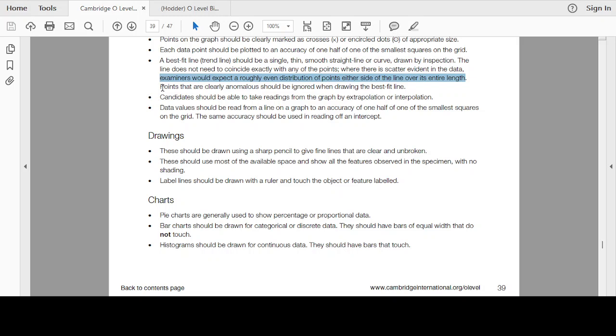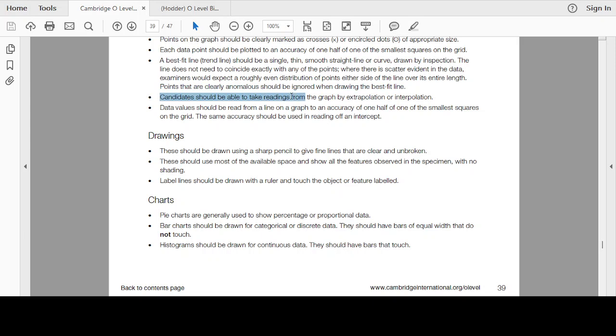number of points. And also, if it's not passing through any of the points, then try and make it such that there's just about an even number of points above and below the line, right? Because that would qualify as best fit. Points that are clearly anomalous should be ignored, right? So if there's a point lying way outside all the others, that's not going to be considered for your best fit.